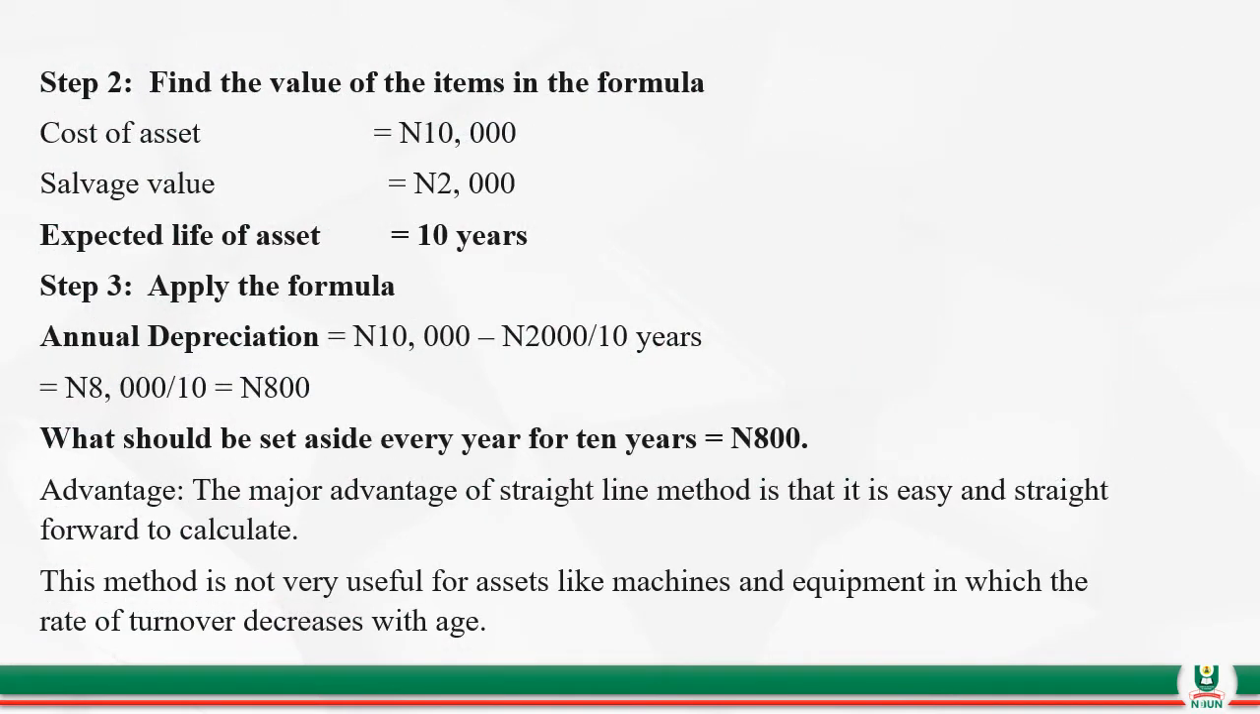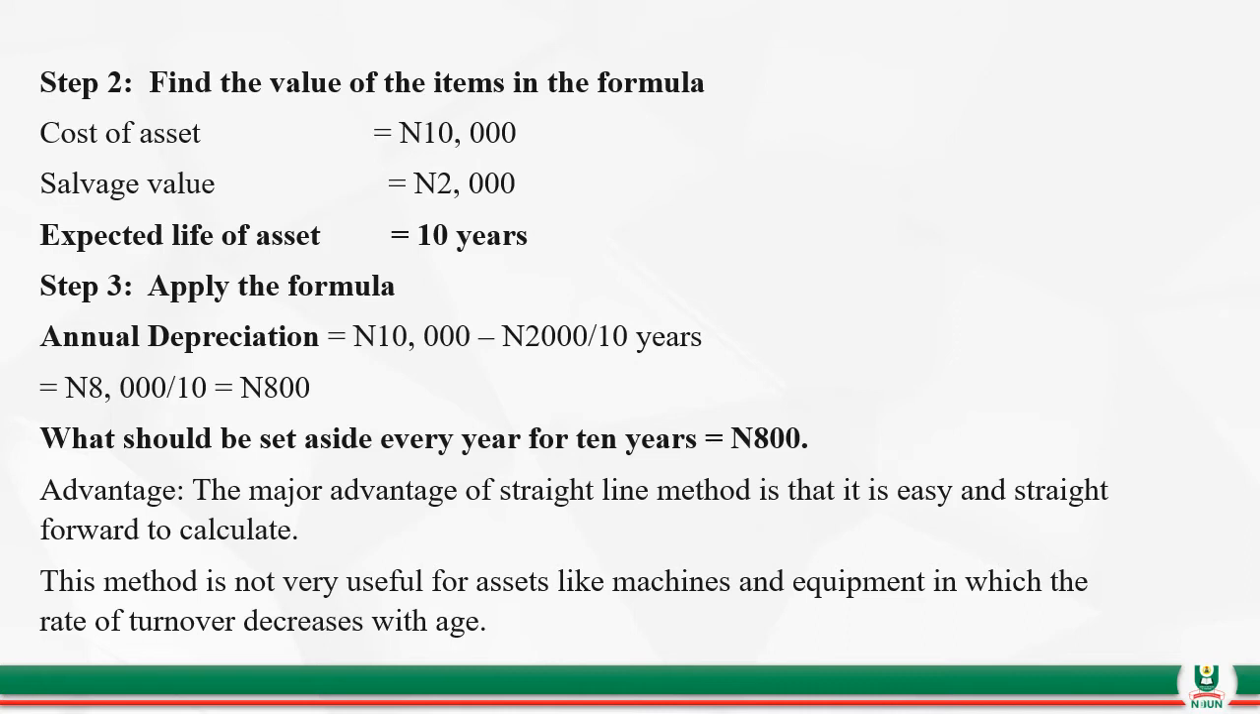The next step is to find the value of items in the formula. Cost of asset is equal to 10,000. This must be listed down when you are calculating. So the cost of asset here is equal to 10,000 naira. That is how much this asset was bought. The salvage value is 2,000 naira. Then the expected life of that asset is 10 years.